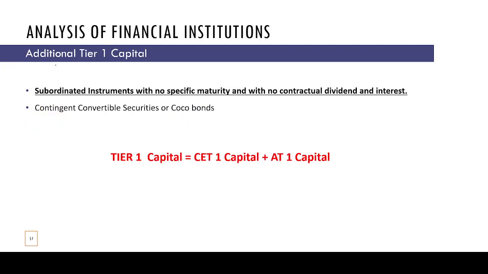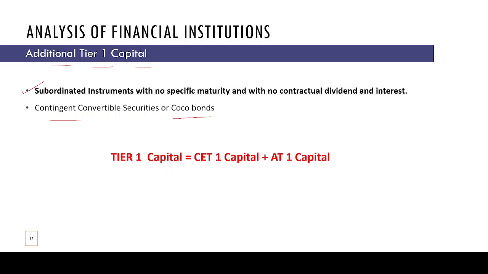Then we have the additional tier 1 capital. Now, additional tier 1 capital's definition is subordinate instruments with no specific maturity and with no contractual dividend and interest. So, quite a scary definition. Now, you would think, what on earth is this? So, basically, guys, your COCO bonds are an example of your additional tier 1 capital.